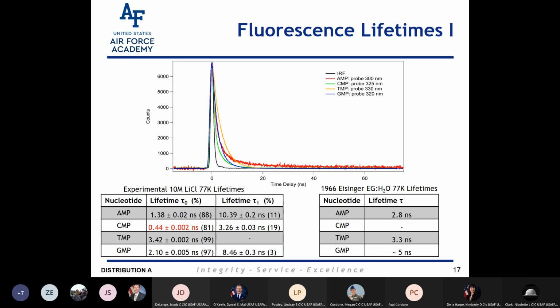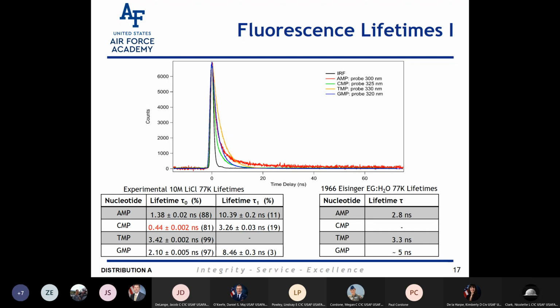When we look at the tables on the right-hand side, that is work done in 1966 by Isinger. He was the first really to do this technique, but instead of using a 10 molar lithium chloride solution, he used an ethylene glycol water solution. And so the slight differences in the results that we got versus the ones Isinger reported may be due to the type of solvent being used.